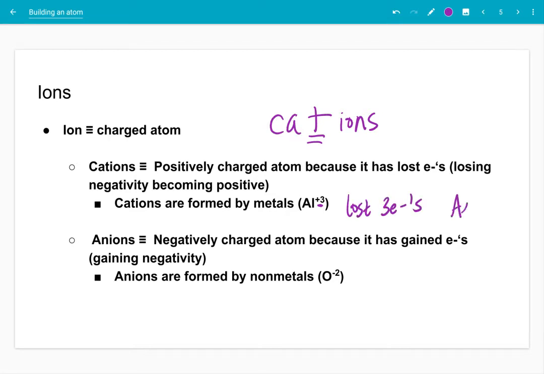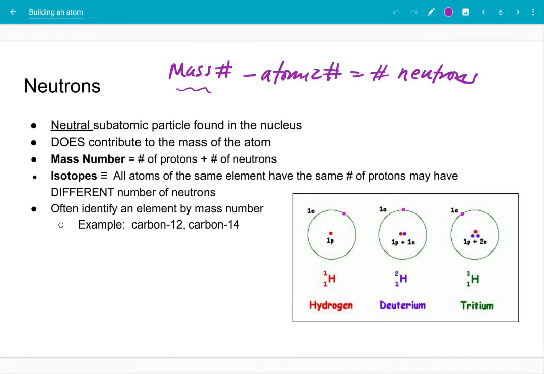Now, if I'm looking at Al like this, or Al with a 0, that means it hasn't gained or lost electrons. It's whatever electrons found by the atomic number. Now, anions, they are the negatively charged atom because they've gained electrons, so they've gained negativity. So notice that minus charge, that means it's gaining 2 electrons. And so what you'll find is metals tend to lose these electrons and nonmetals tend to gain them.